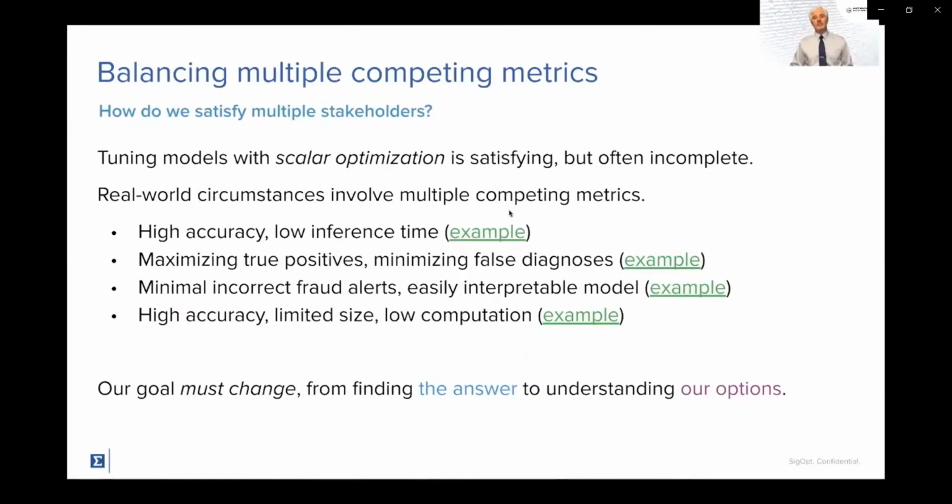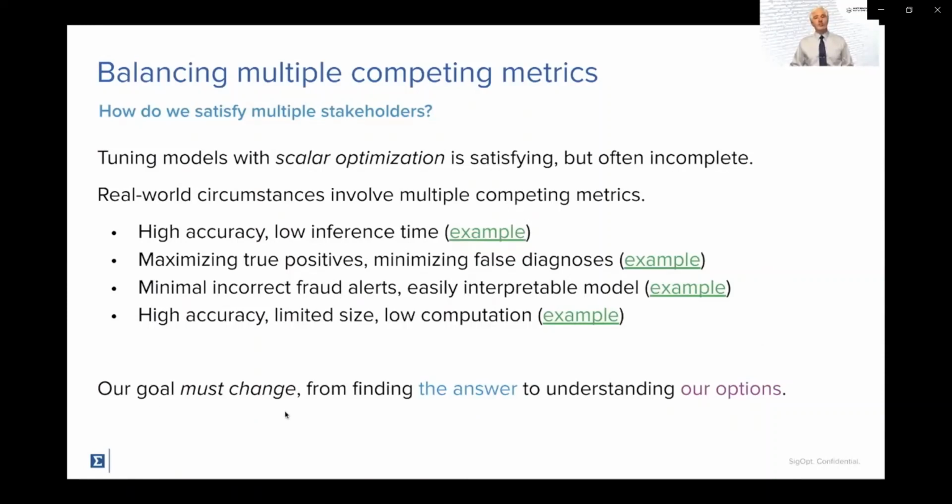Real-world circumstances involve multiple competing metrics, potentially a balance between high accuracy or low inference time, or maybe in a medical setting, we might be trying to maximize true positives while also trying to minimize false diagnoses. A lot of circumstances can arise, but in reality, what all of these are teaching us is that in order to address multiple competing metrics, our goal must change.